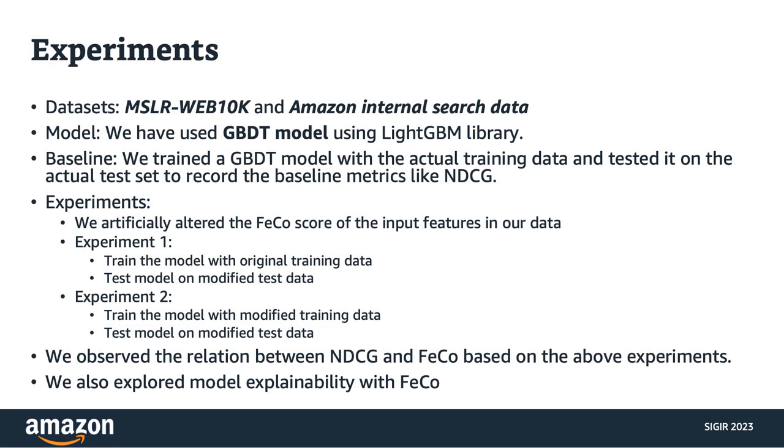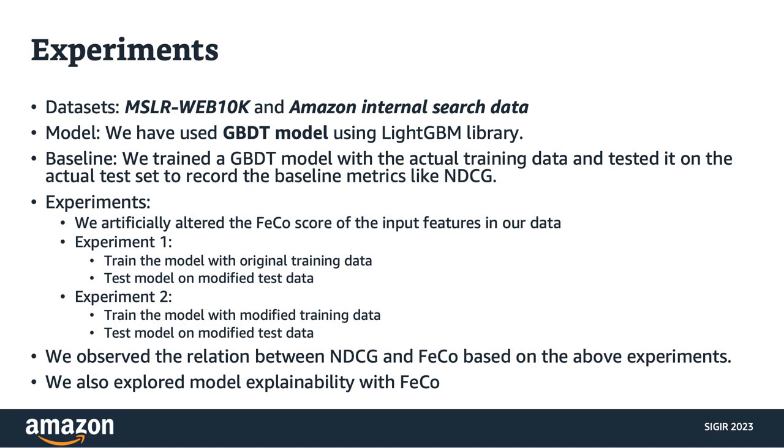We'll now talk about the experiments in this study. We use two datasets. One is the publicly available MSLR Web 10K dataset, and the other is Amazon internal search data. We have used a GBDT model using the LightGBM library in both cases. In order to find the baseline NDCG, we trained the GBDT model with the actual training data and tested it on the actual test data for both datasets.